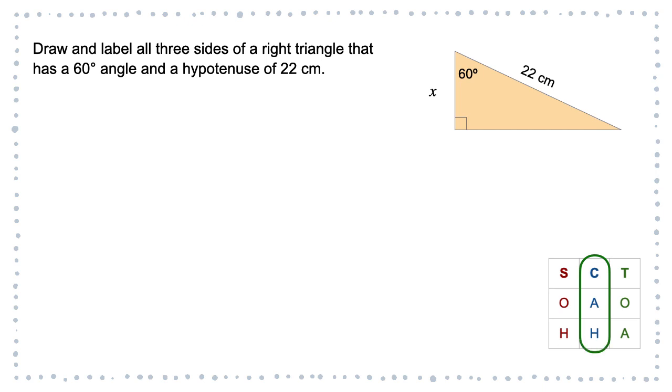And we can write our equation. Cosine of 60 is equal to the adjacent over the hypotenuse. To solve this equation, x is being divided by 22, so we can multiply by 22 to both sides. And now we can use our calculator. 22 times the cosine of 60 degrees is 11. And I'll swap out x with 11.